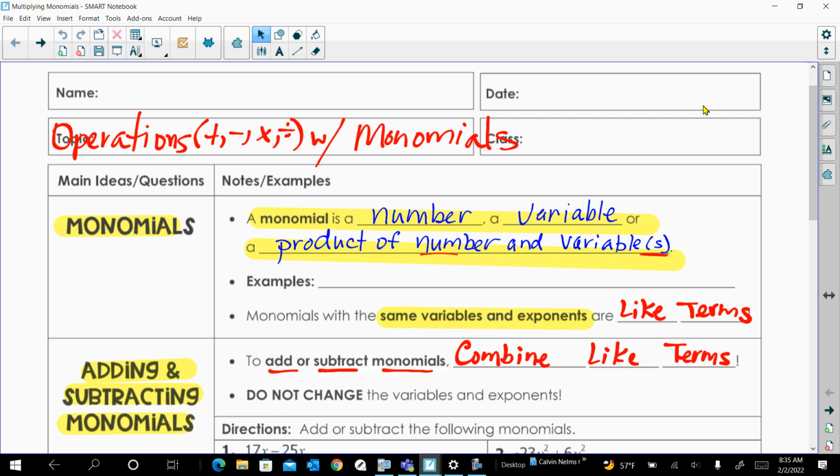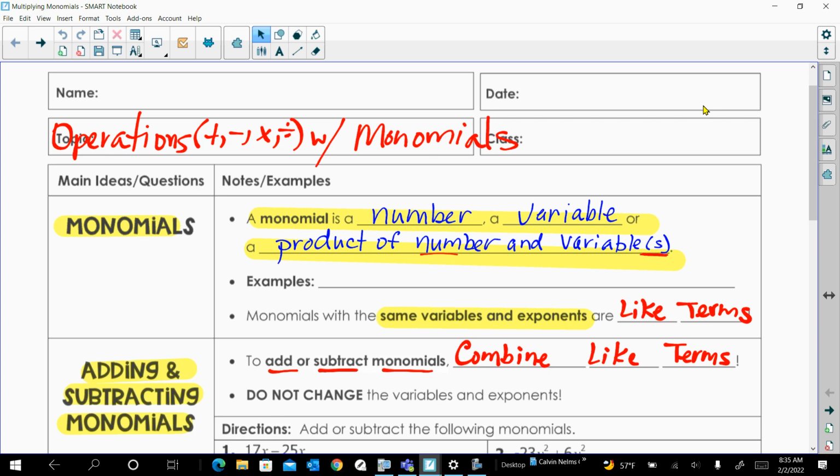But a monomial is a number, a variable, or a product of a number and a variable. So it can just be a number, or it could just be a variable, or it could be a product of the number and variable. So fill in your definition for monomial. Okay, monomial is like one singular term.